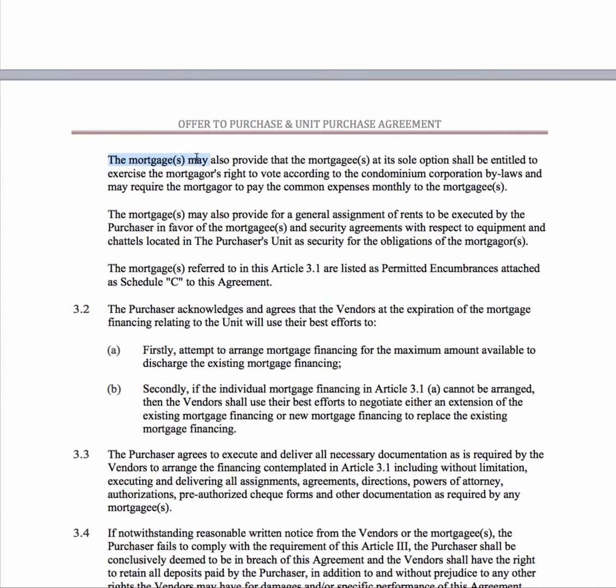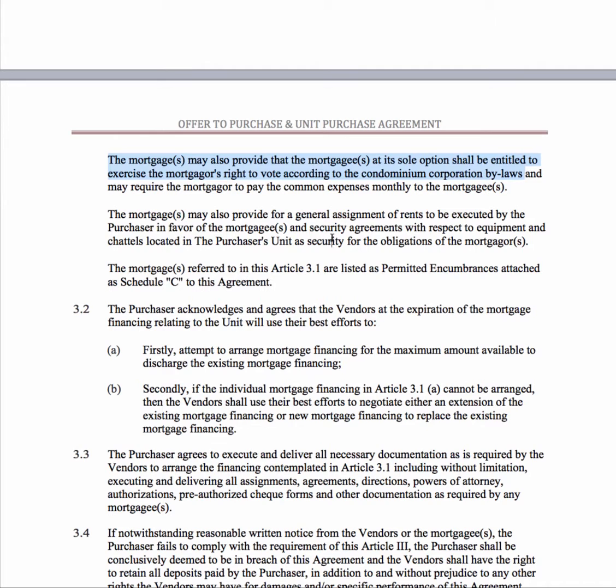The mortgagee may also provide that the mortgagee at its sole option shall be entitled to exercise its mortgagor's right to vote according to condominium corporation bylaws. What this means is very simple: as a mortgagor, the banks are always allowed to act on your behalf in any condominium matter. So basically they have the first right to vote. Simple as that.